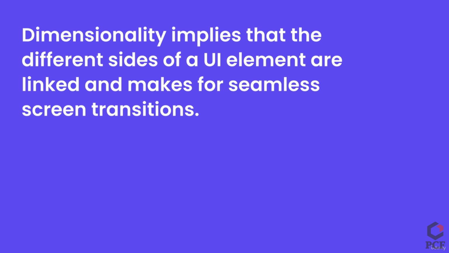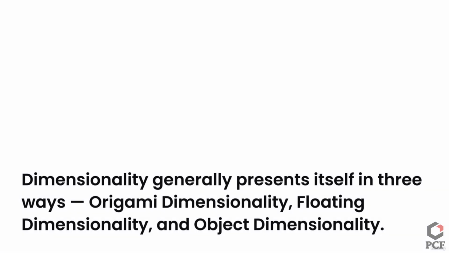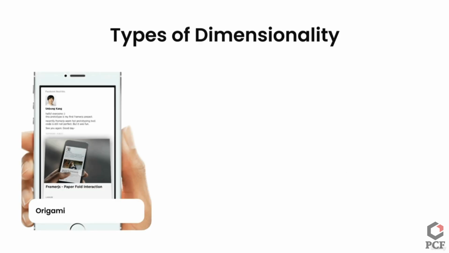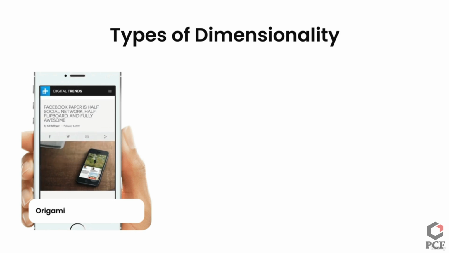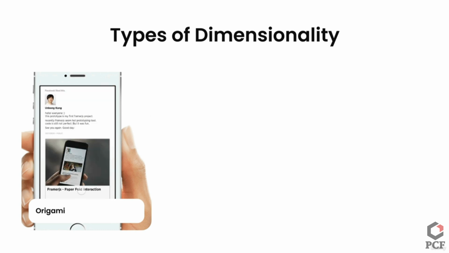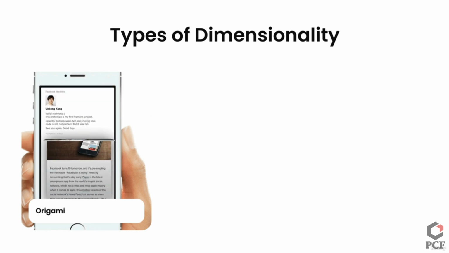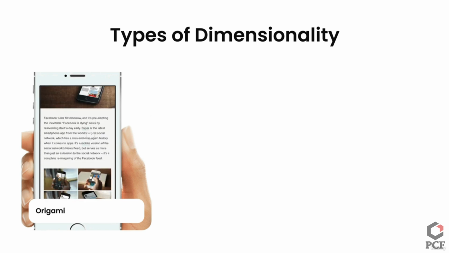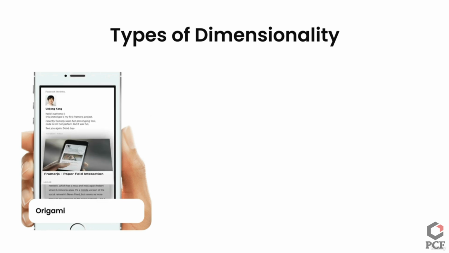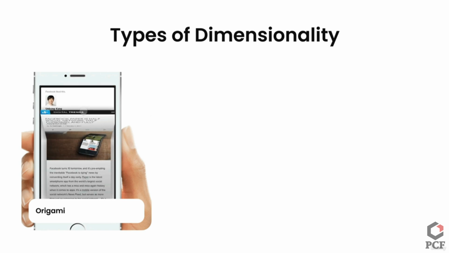So talking once again about that 2D dimension that we're kind of limited with. Dimensionality generally presents itself in three ways. We have origami dimensionality, floating dimensionality, and object dimensionality. Let's get to it. So origami dimensionality can be thought of in terms of folding or hinged three-dimensional interface objects. In this case, we kind of have this origami flipping of like a note or a card, which is pretty interesting.